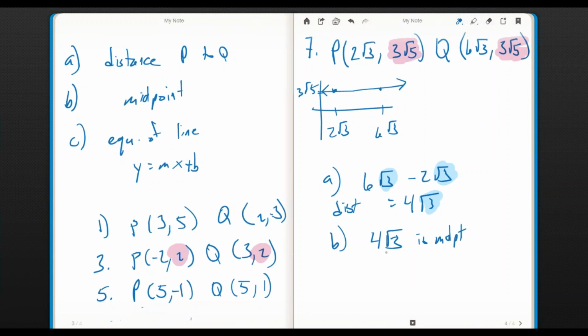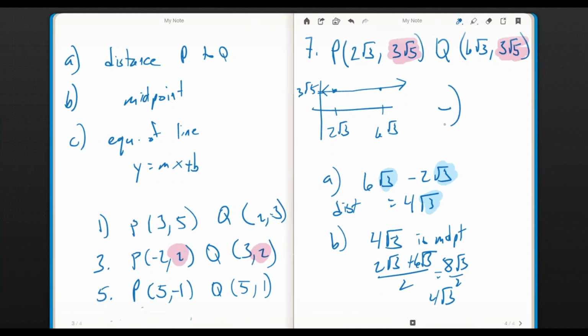You could certainly add them together and divide by 2. 2 root 3 plus 6 root 3 divided by 2 is 8 root 3 over 2, which is 4 root 3, which is what we said it was going to be.